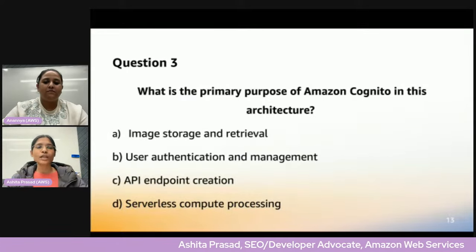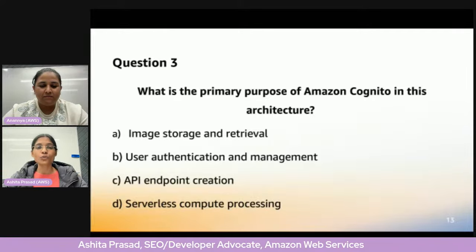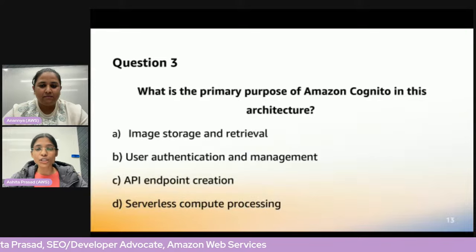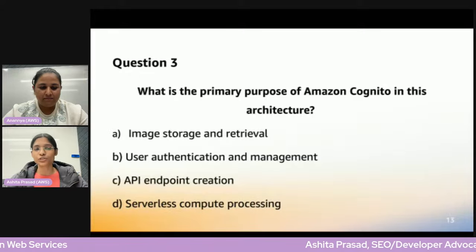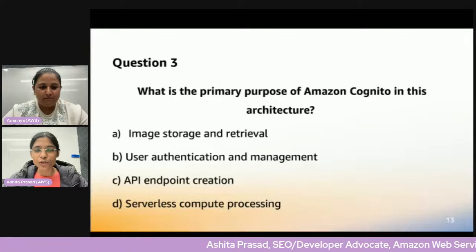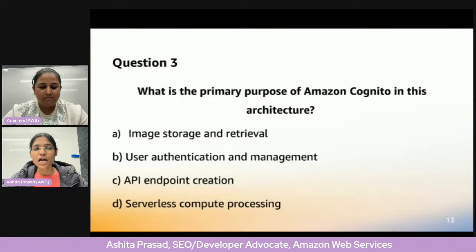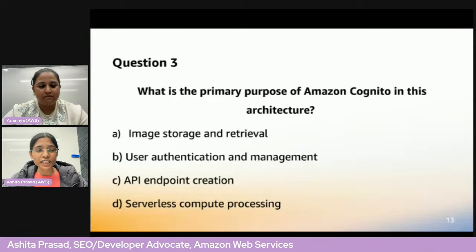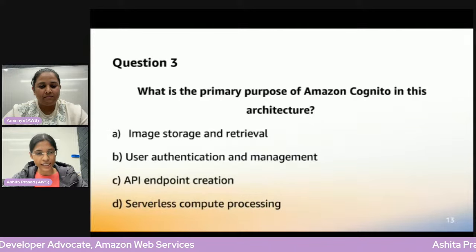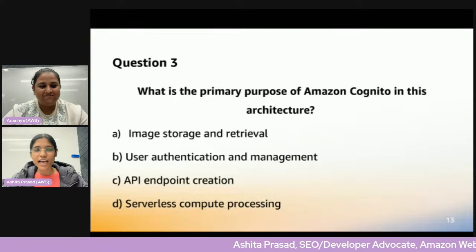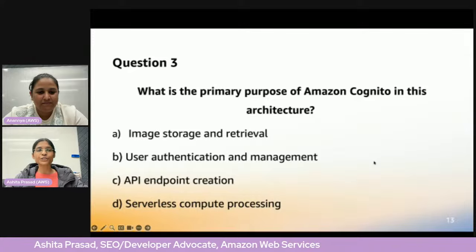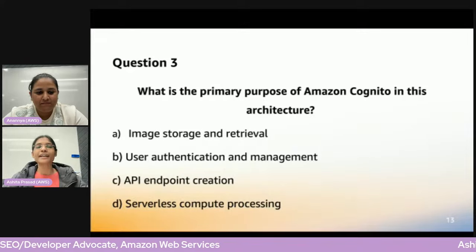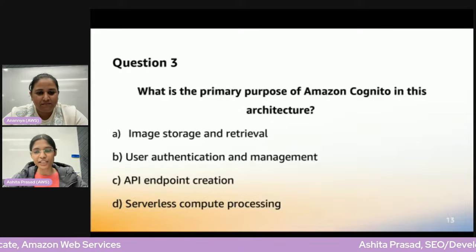We talked about Amazon Cognito. So, what is the primary purpose of Amazon Cognito in this architecture? What are we using it for? Are we using it for image storage and retrieval? Are we using it for user authentication and management? Are we using it for API endpoint creation or for serverless compute processing? I see an A in the chat. I see a lot of B's in the chat. Yeah, so Amazon Cognito was our digital bouncer, and yes, we use it for user authentication and management.